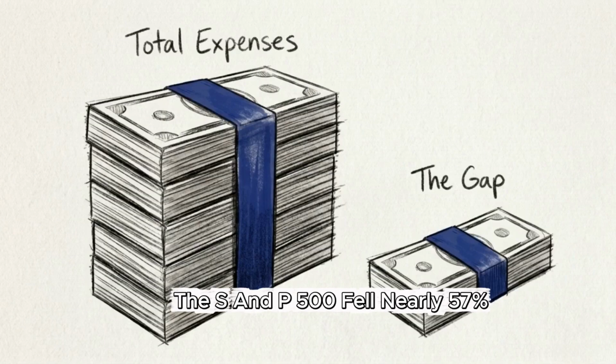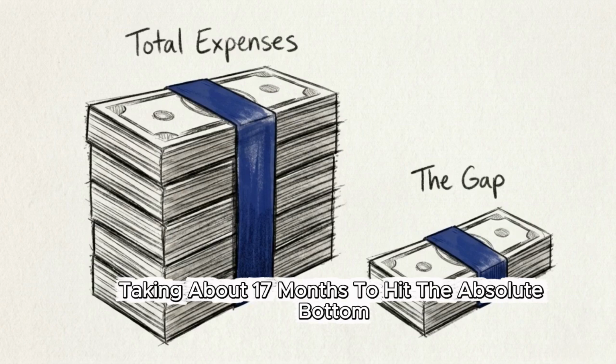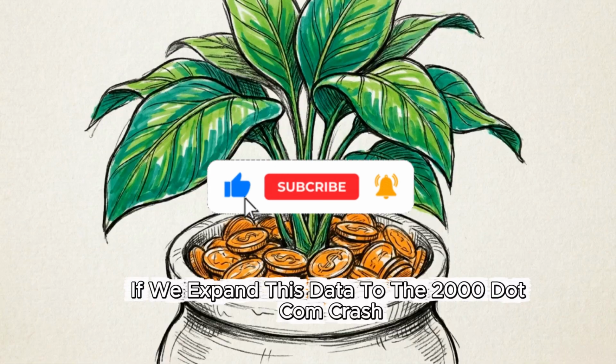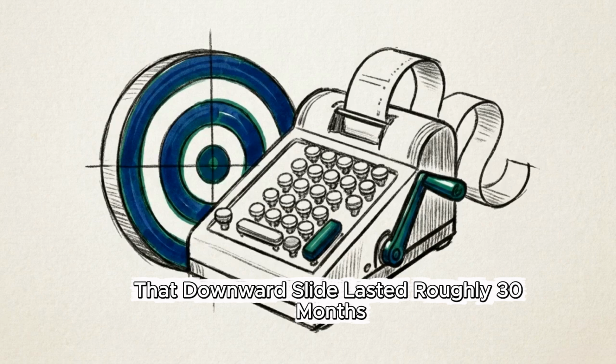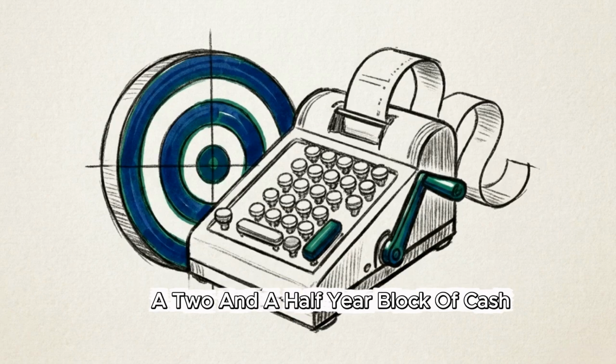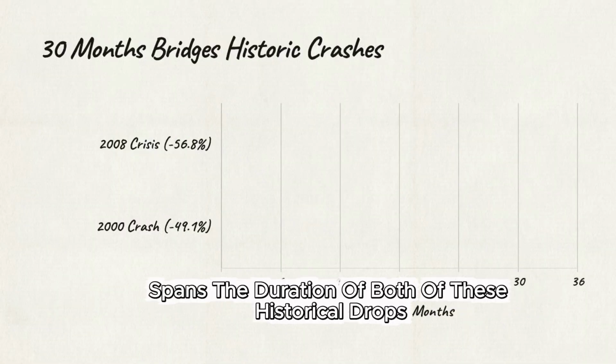The S&P 500 fell nearly 57%, taking about 17 months to hit the absolute bottom. If we expand this data to the 2000 dot-com crash, that downward slide lasted roughly 30 months. A 2.5-year block of cash successfully spans the duration of both of these historical drops.